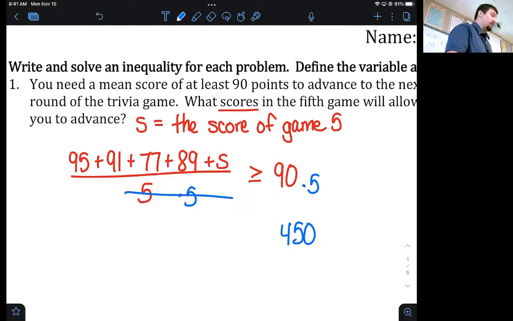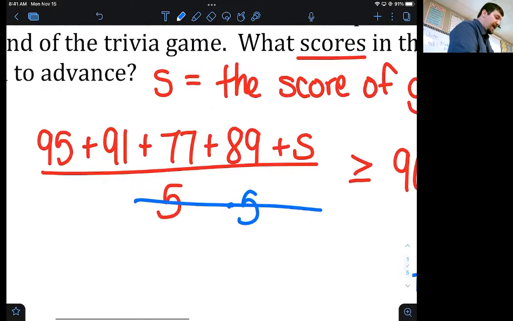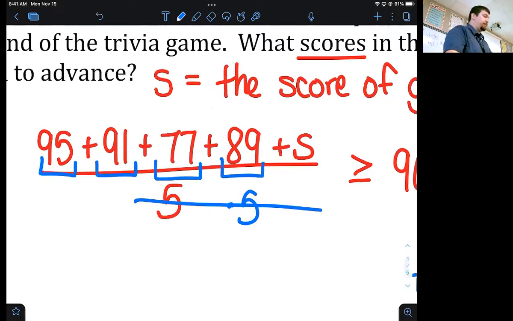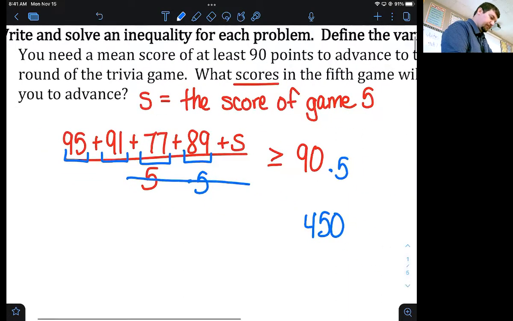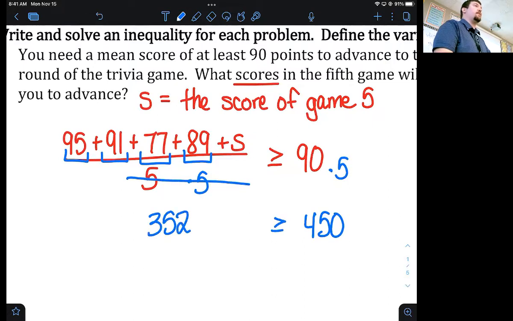Our next obvious step would be to add up all the points we've already scored, which is what I'll do now. If you're okay with it, I'll do these 2 steps together instead of writing all that down and then adding it. We'll just add it right now. Ella, tell me what 95 plus 91 plus 77 plus 89 is. Good, 352. So that's the total number of points we've scored in the first 4 games. Plus there's a 5th game. And we need that to be greater than or equal to 450 if we want our average to be at least 90.